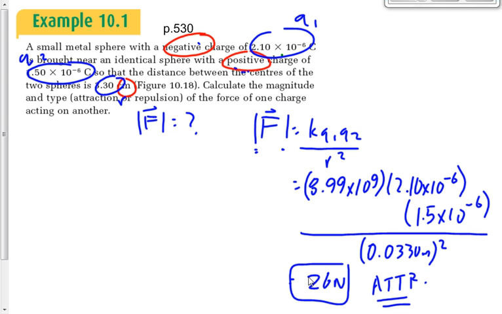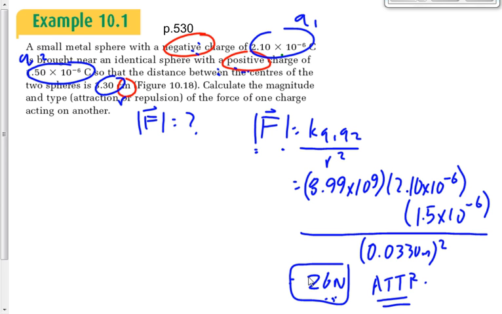I get the attractive by looking at the types of charges. A positive and a negative, we know attract each other. If they were both positive, then the magnitude of the force would be exactly the same, 26 newtons, but it would be a repulsive force. Or if it was two negatives, again, 26 newtons, but it would be a repulsive force.